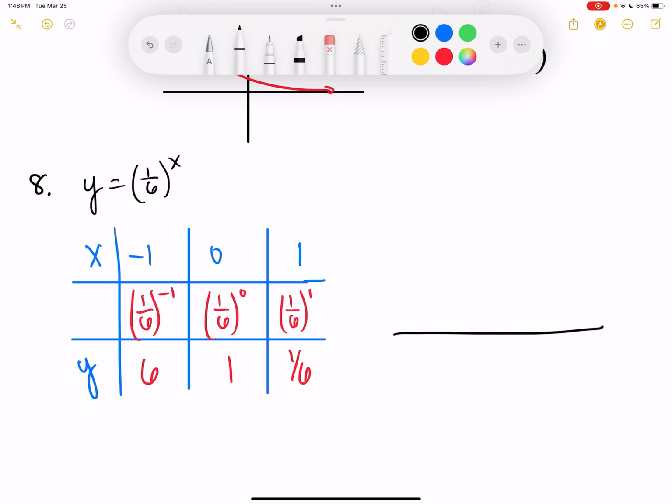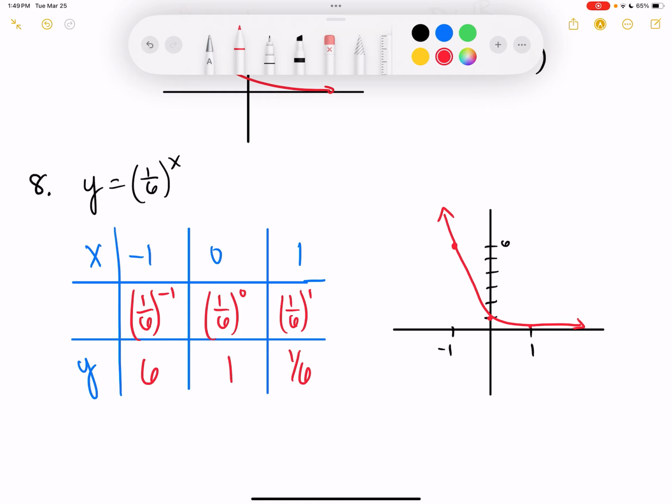So then I can set up my graph. At -1, I'm up at 6. At 0, I'm at 1. And at 1, I'm at 1/6, so just a little bit above. And then we just connect and come down. Not crossing the axis there. So really not a significant difference other than that you're dealing with fractions.